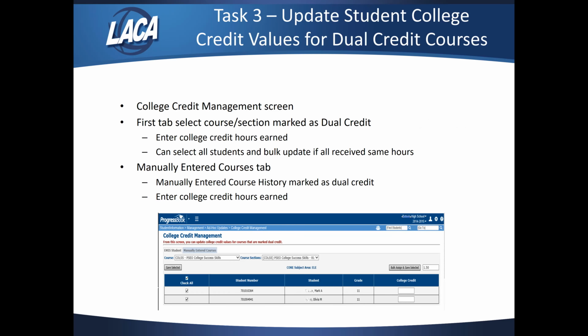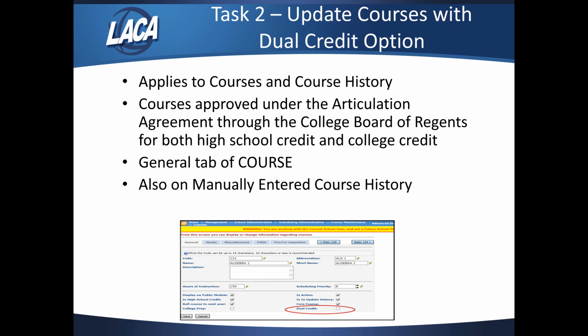I have a question about the screen that you had up. I'm reading this, it says courses approved under the articulation agreement through the College Board of Regents. We have articulation agreements for our labs on certain courses that they take that relate to some of our courses. Should I be marking those as dual credit? No.